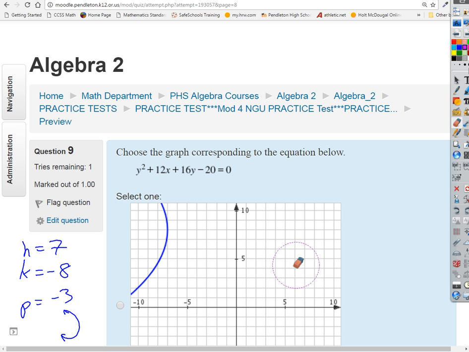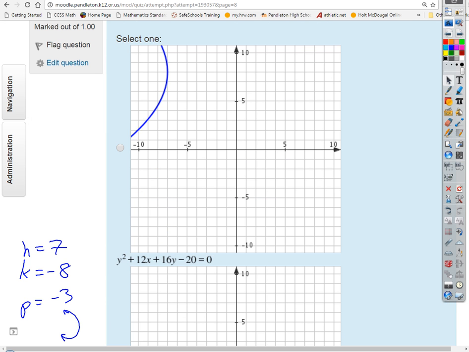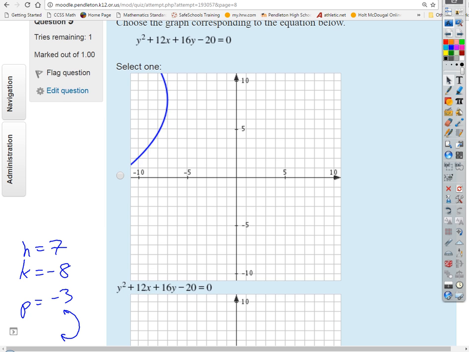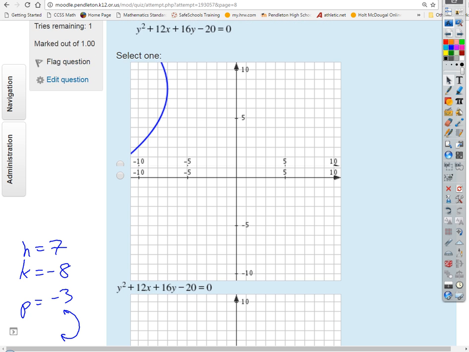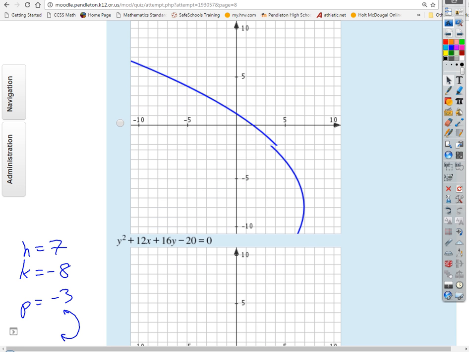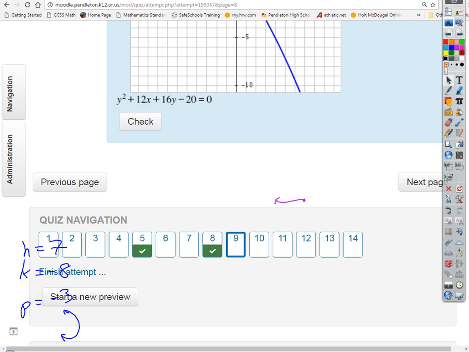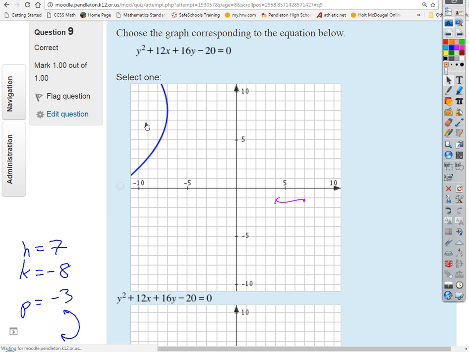Okay, so let's find that one. Notice on this one, they don't give us the focus for each graph. So all we need to know is which way it opens and whether we get the right vertex. So 7, negative 8. About right there. Over 7, let's try this one. Over 7, down 8, opens to the left. That's it, isn't it? Yep. Right? Okay, got it?